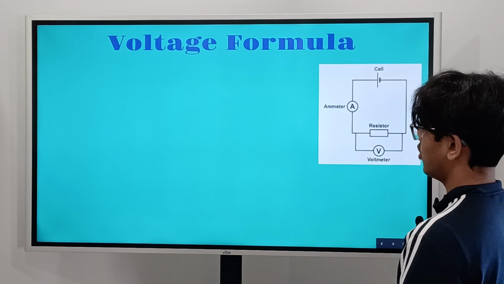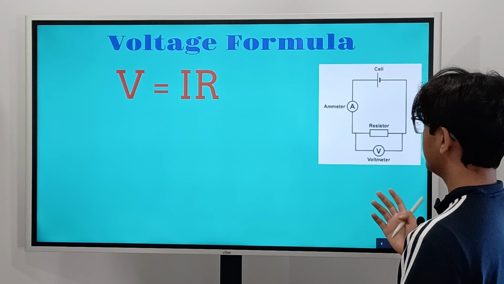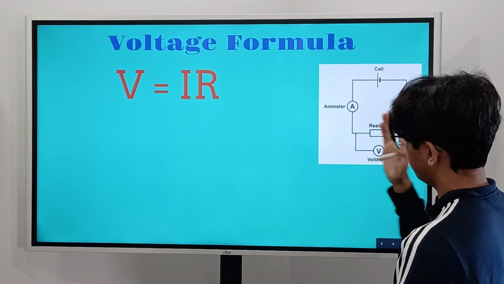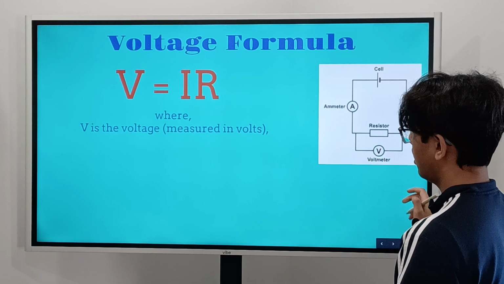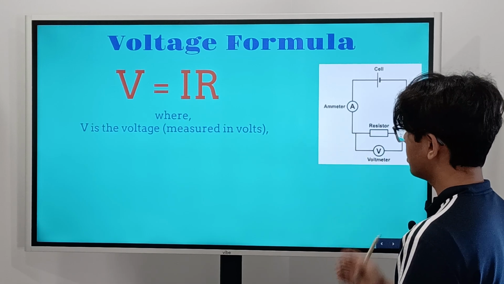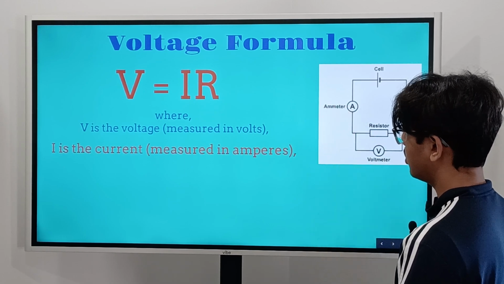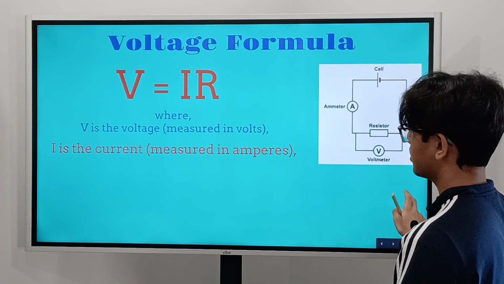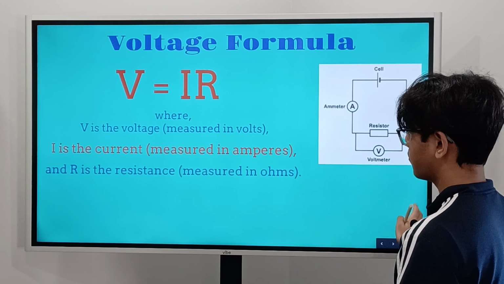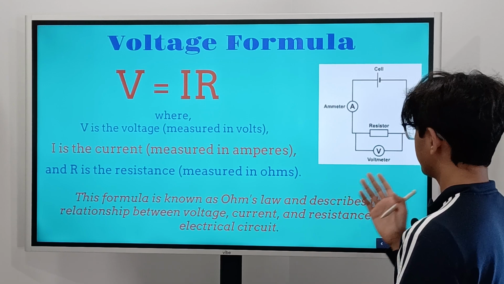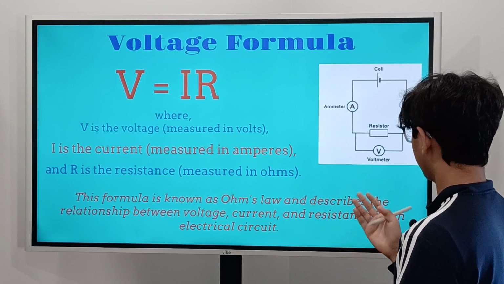So now let's go over the voltage formula. The voltage formula is V equals IR. So voltage is equal to the current times resistance, where V is the voltage, which is measured in volts, I is the current, which is measured in amps, and R is the resistance, which is measured in ohms. And this formula is known as Ohm's law and describes the relationship between voltage, current, and resistance in an electrical circuit.